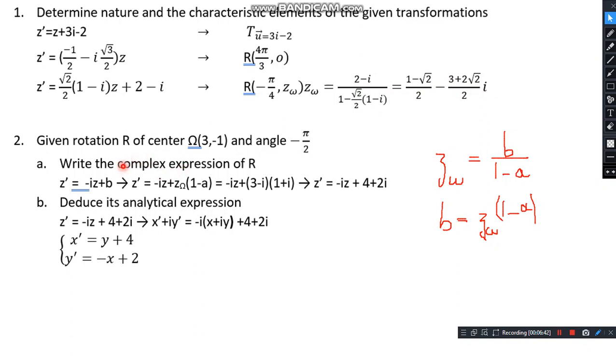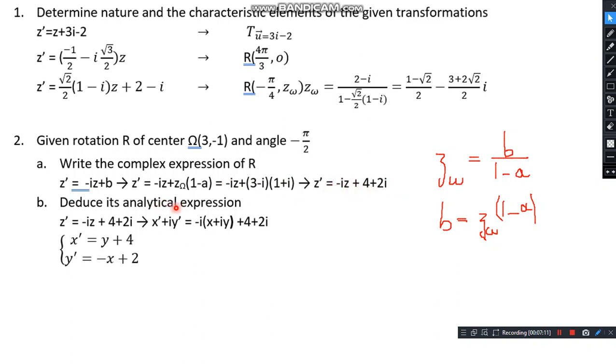Number 2: given a rotation r of center w (3, minus 1) and angle minus pi over 2, write it. So z prime equals e^(minus i pi over 2) z, which is minus iz, plus b. But what is b? This is the center. So b is zw times (1 minus a). So this is zw, 3 minus i, times 1 minus a, 1 minus minus i, so it's 1 plus i. So this is the complex expression.